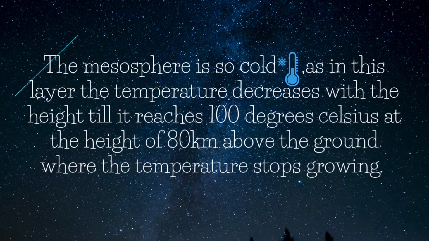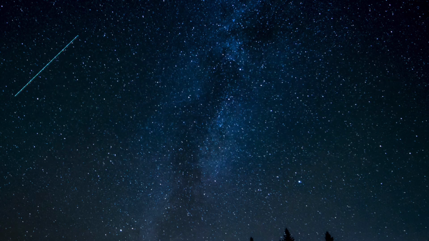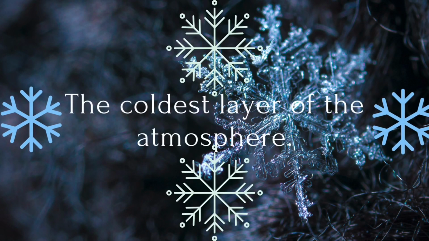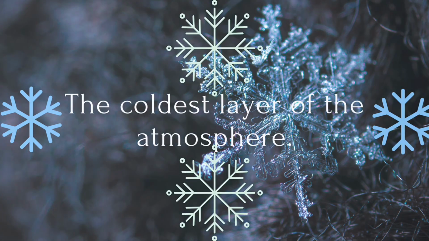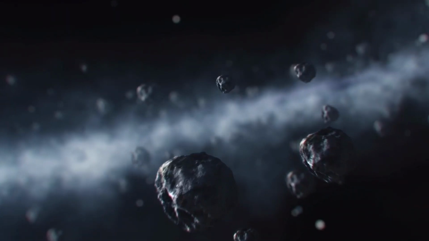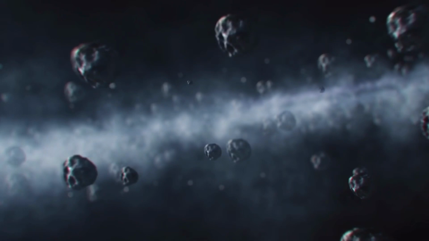The Mesosphere is so cold as in this layer, temperature decreases with the height till it reaches minus 100 degrees Celsius at the height of 80 kilometers above the ground, where the temperature stops dropping. That's why it is known as the coldest layer of the atmosphere. And this layer especially burns meteors that come from the outer space.